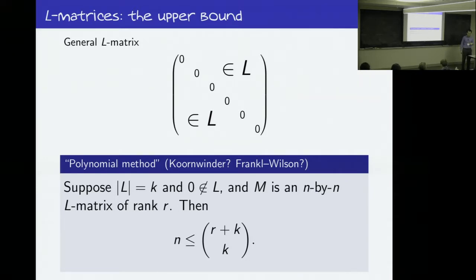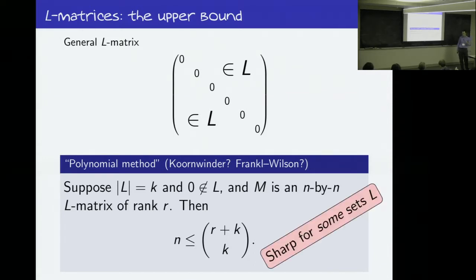And this bound is actually sharp, which is good news. But it's sharp for some sets L. So I can write a set L and I can write a matrix for which this is going to be sharp. Actually, it will be exactly sharp, just literal equality in this thing. But the issue is I can only write some sets L. It's not like I know it's true for every L that this bound is sharp. And I will show examples of why it's not so.